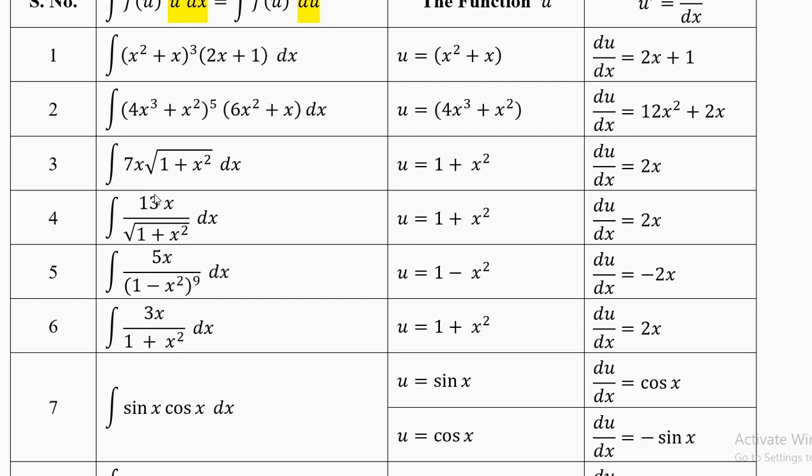Now you don't worry about the 13. Now here the square root is up, here the square root is down, the power is minus half, that is your f. u equal to 1 plus x square. What is coming inside?